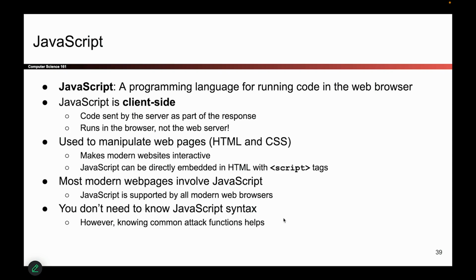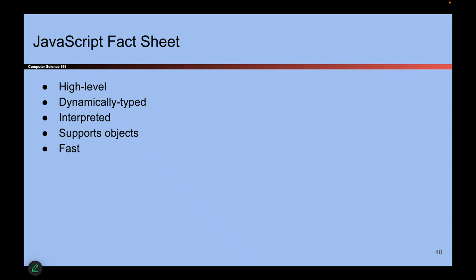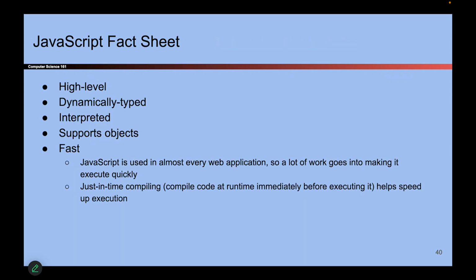That being said, we are not a JavaScript class, so we're not going to quiz you on what JavaScript looks like or how to write it, but there are some common functions we'll see when we talk about attacks using JavaScript. So we'll do a quick speed run on what those functions look like. I guess before we do that, if you really want to learn JavaScript, we've written up some quick facts about it, but it's not that important for this class. But those are some common facts about JavaScript.